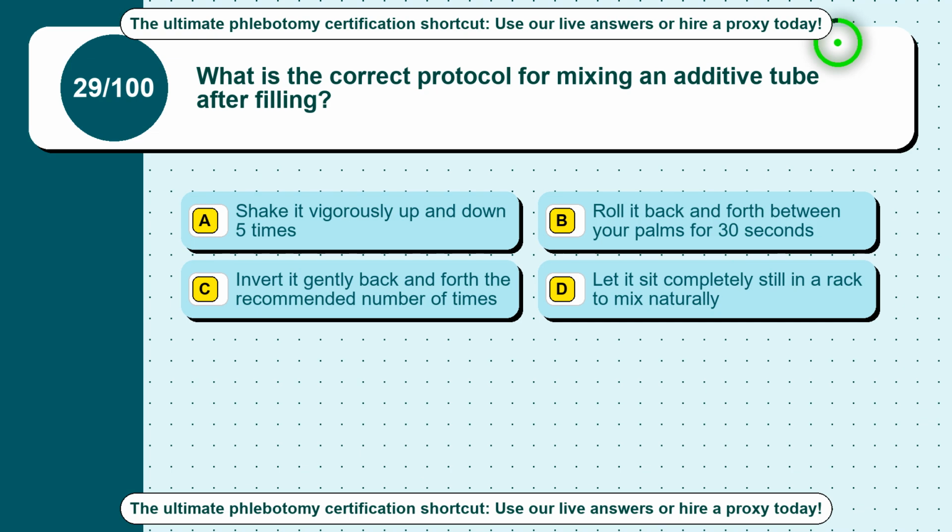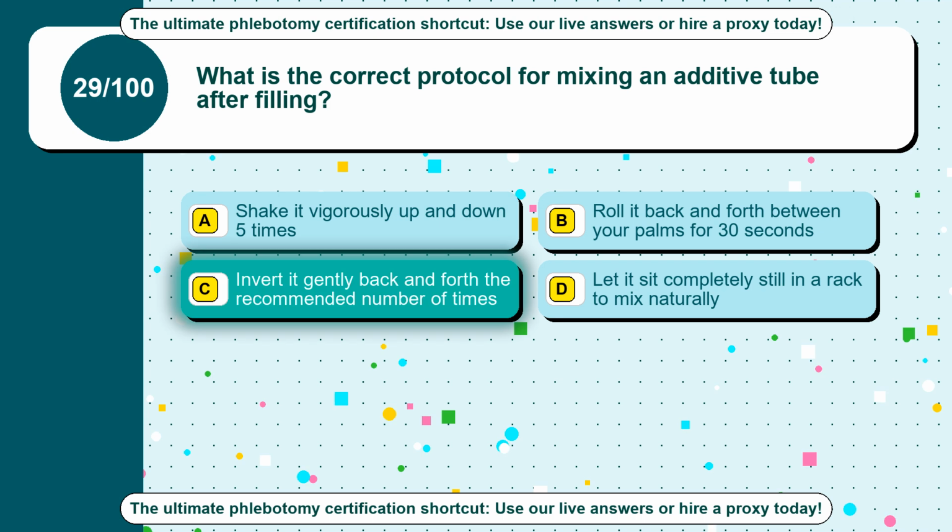Question 29. What is the correct protocol for mixing an additive tube after filling? Option A, shake it vigorously up and down 5 times. Option B, roll it back and forth between your palms for 30 seconds. Option C, invert it gently back and forth the recommended number of times. Option D, let it sit completely still in a rack to mix naturally. The correct answer is option C, invert it gently back and forth the recommended number of times.